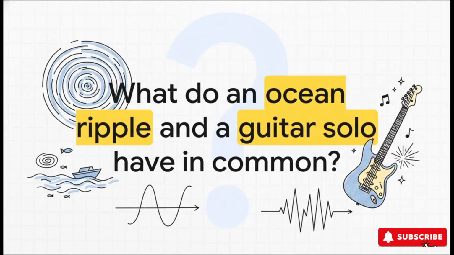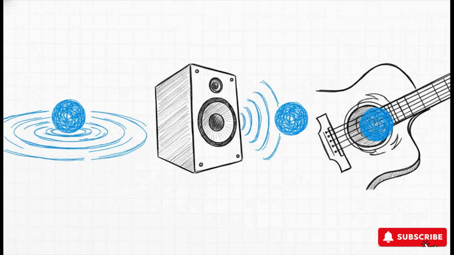So let's just jump right in with this question. On the surface, they seem like they're from different planets, right? One is this quiet little disturbance in water, and the other is just this massive blast of musical energy. But there is a fundamental link between them. So what is it? The answer, it turns out, is beautifully simple. At their very core, they're both just waves.